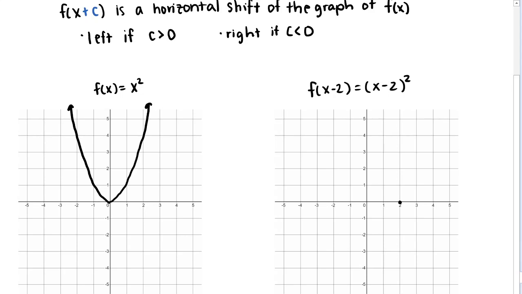And so here we can see just by checking the points that when we subtract 2 from our input, it really just amounted to shifting it 2 units to the right. And if you don't feel completely convinced, I would definitely encourage you to pause the video and plug in more points, enough points to convince you that this subtraction in the input is going to shift our graph right.